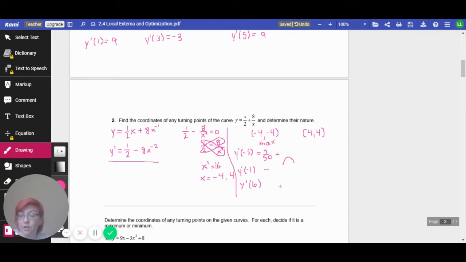And then here, y prime of 6, 1/2 minus 8 times 6 to the -2, that is positive. So from this point to this point, I'm going from negative to positive. So this is a minimum.